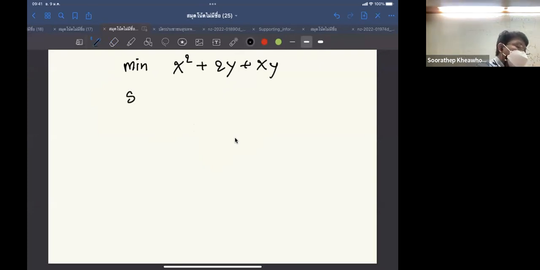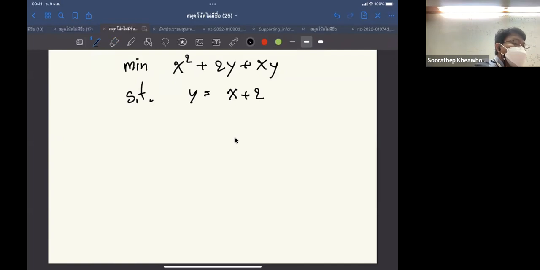And you have a constraint in an explicit form. For example, y is a function of x plus 2. y must be y equals x plus 2. You see that y is an explicit function of x, right?